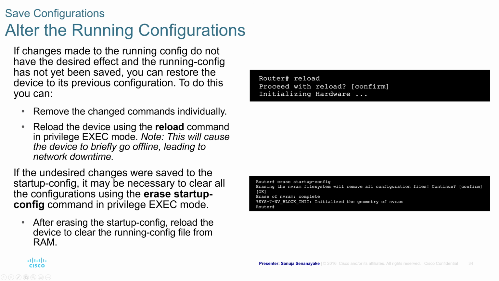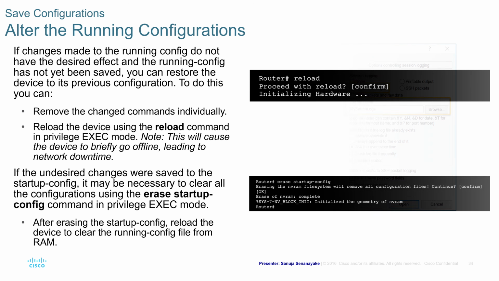If the undesired changes were saved to the startup config, it may be necessary to clear all the configurations using the erase startup-config command in the privileged exec mode. And to do that, basically use exactly that, erase startup-config. And after erasing the startup config, reload the device to clear the running config file from the RAM. And that will get you back to where you were before.